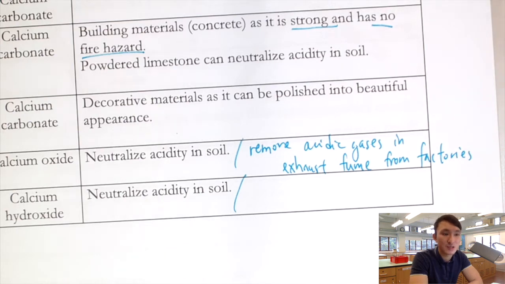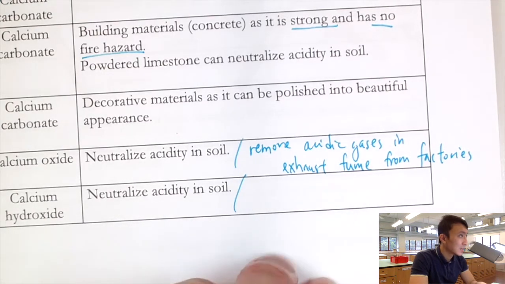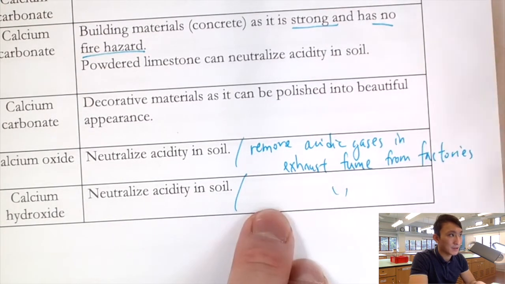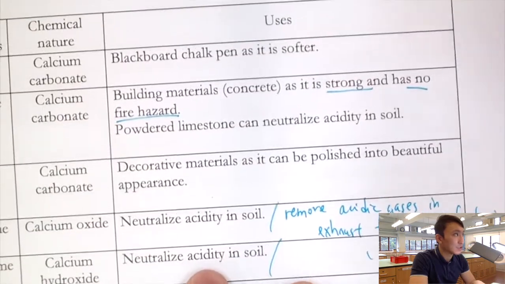So it reduces the chances of having acid rain. Okay, so this is another application. Same as here, that is the same. Okay, now these are the uses.